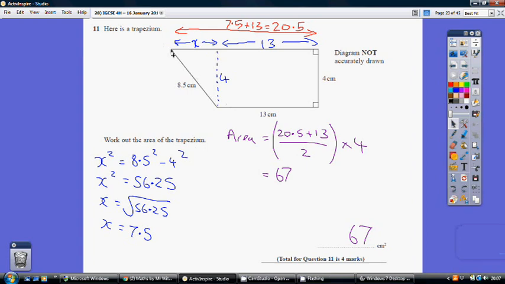So basically our starting point is to work out this length here, which I've called x, and I've said x squared equals 8.5 squared take away 4 squared, which is 56.25, square root this, and we get the length of x to be 7.5. So this length is 7.5, this length is 13, so the total length of this top side is 20.5. Now to work out the area of the trapezium, it's easy. We average the two parallel sides, so 20.5 plus 13 divided by 2, and multiply this by the height between the two parallel sides, which is 4, and that gives us 67.